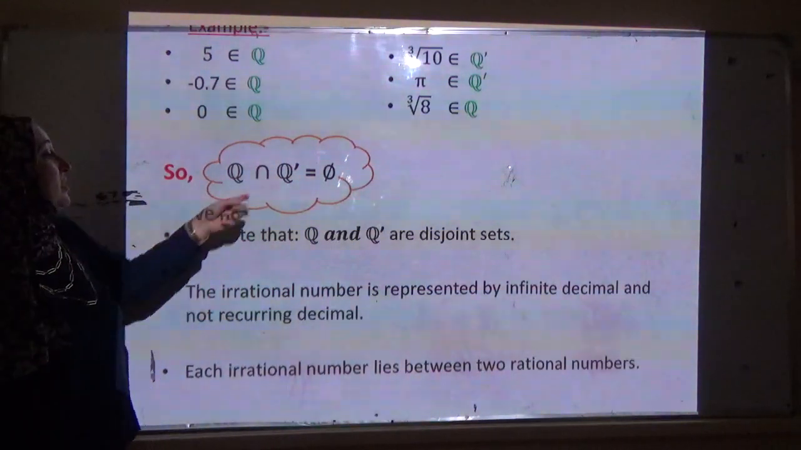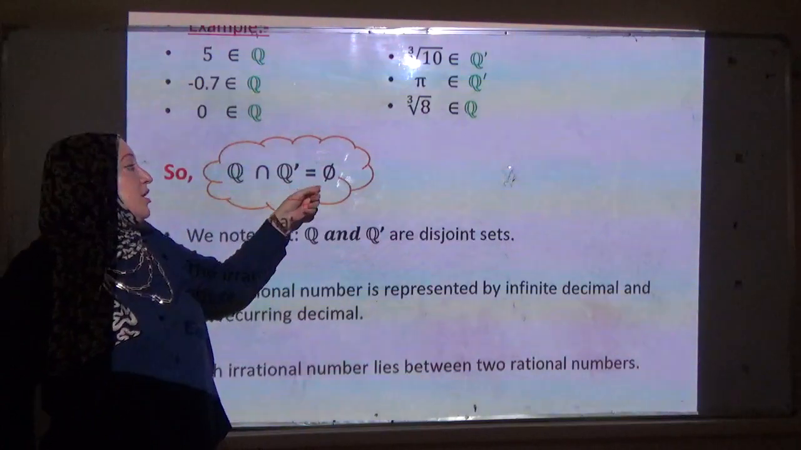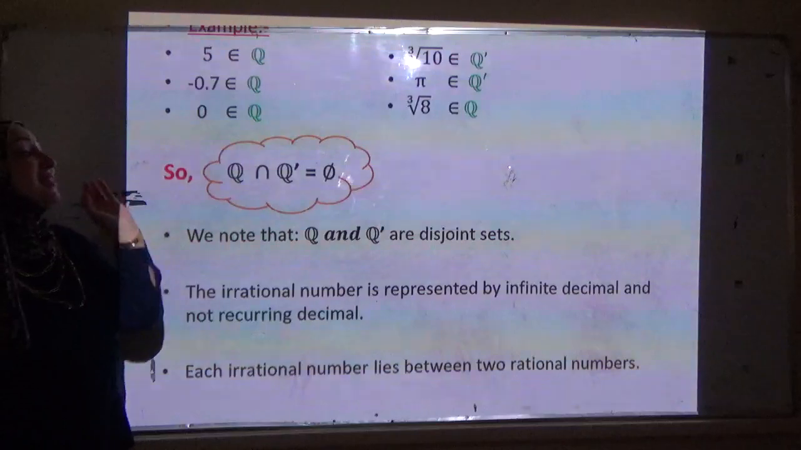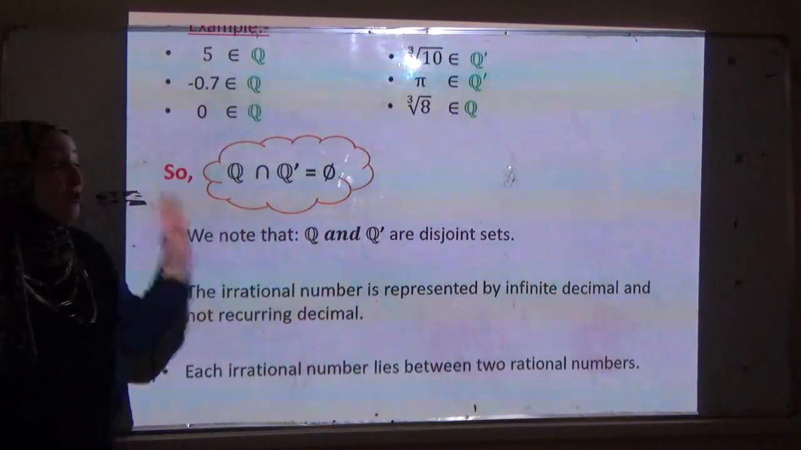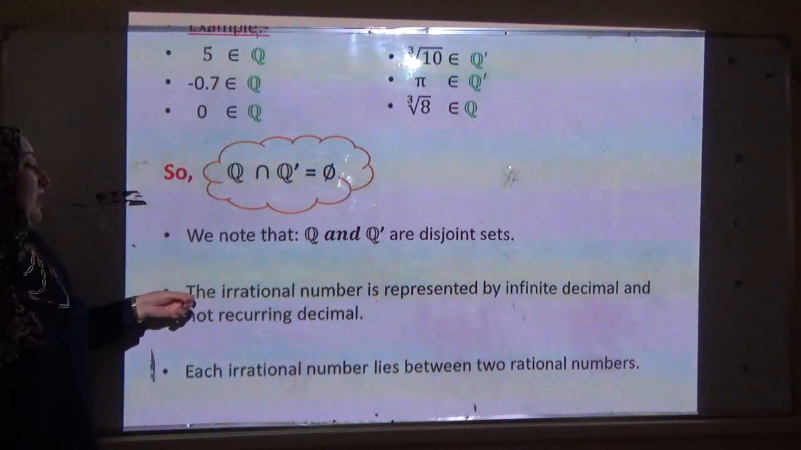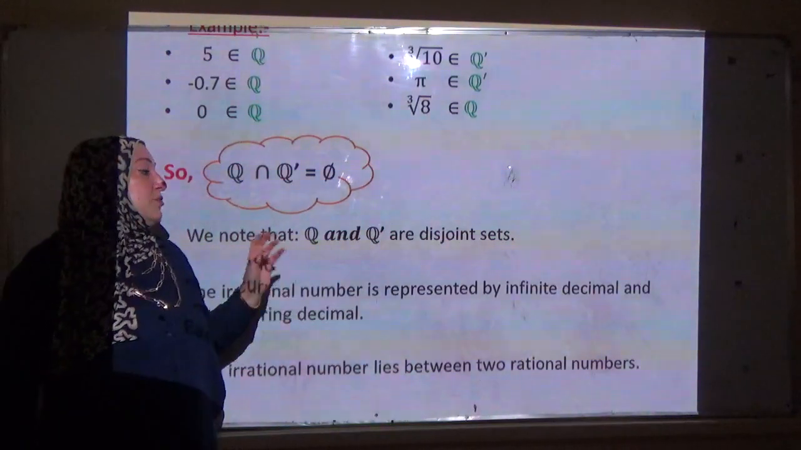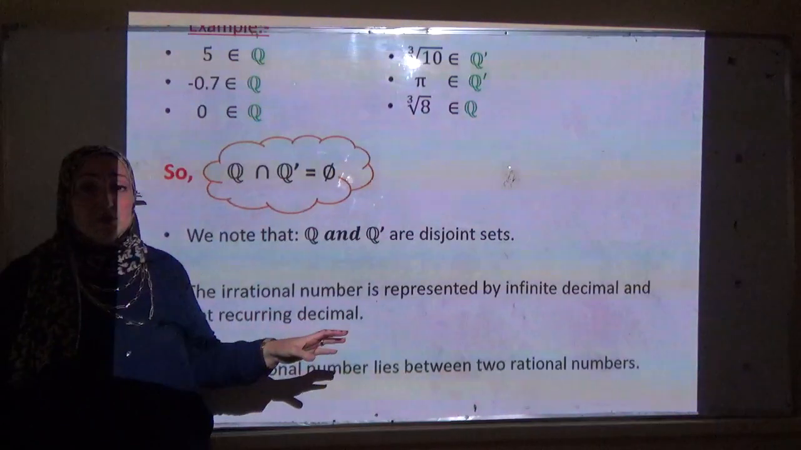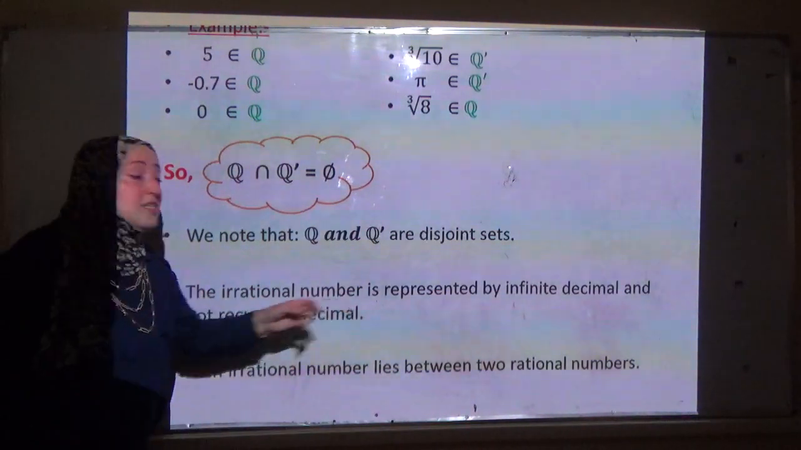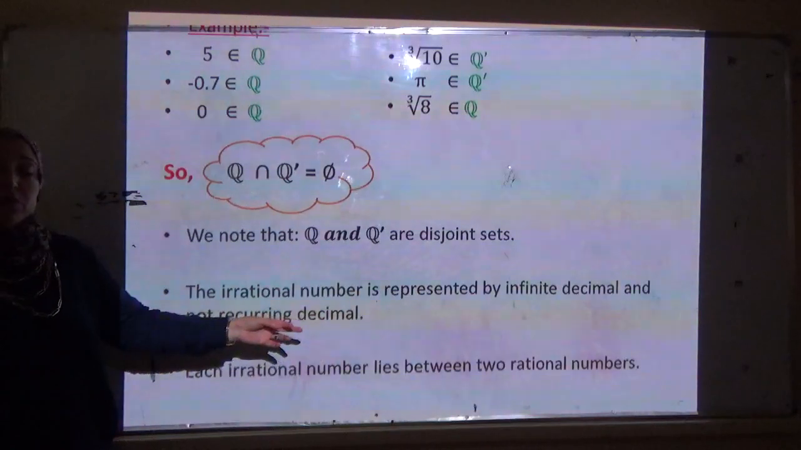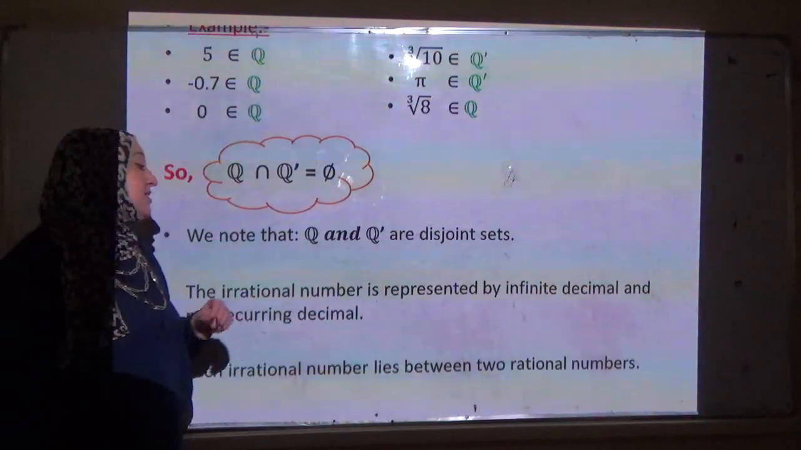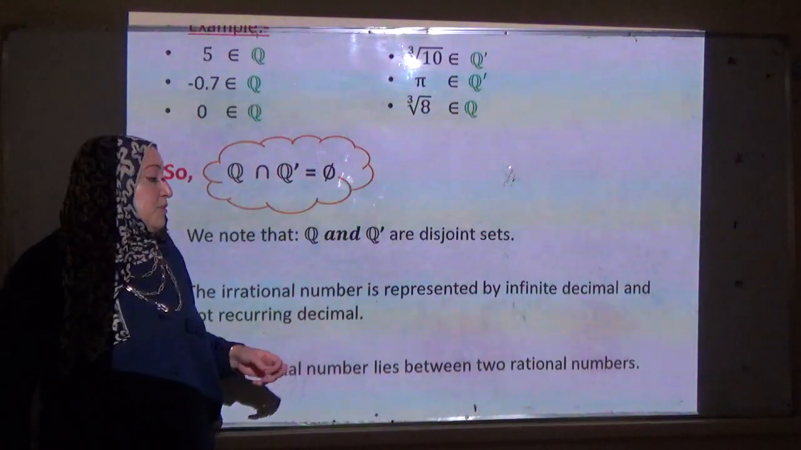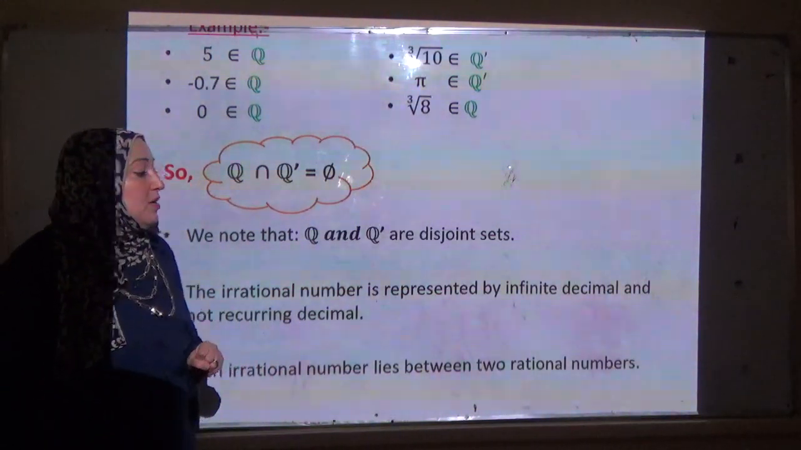So Q intersect Q dash equals the empty set, because Q and Q dash are disjoint sets. The irrational number is represented by an infinite decimal and not a recurring decimal. No repeated decimal. Recurring means repeated. We already learned it before, last year. Each irrational number lies between two rational numbers.